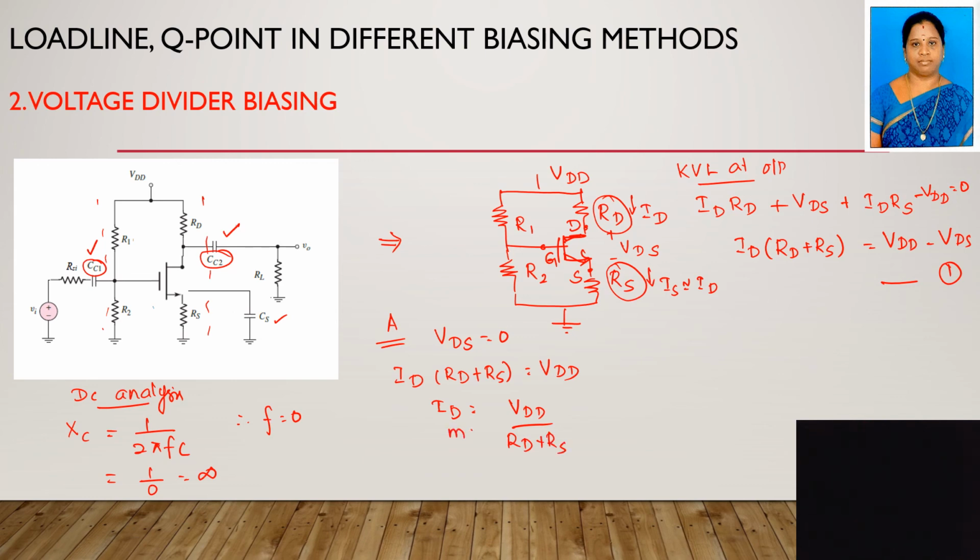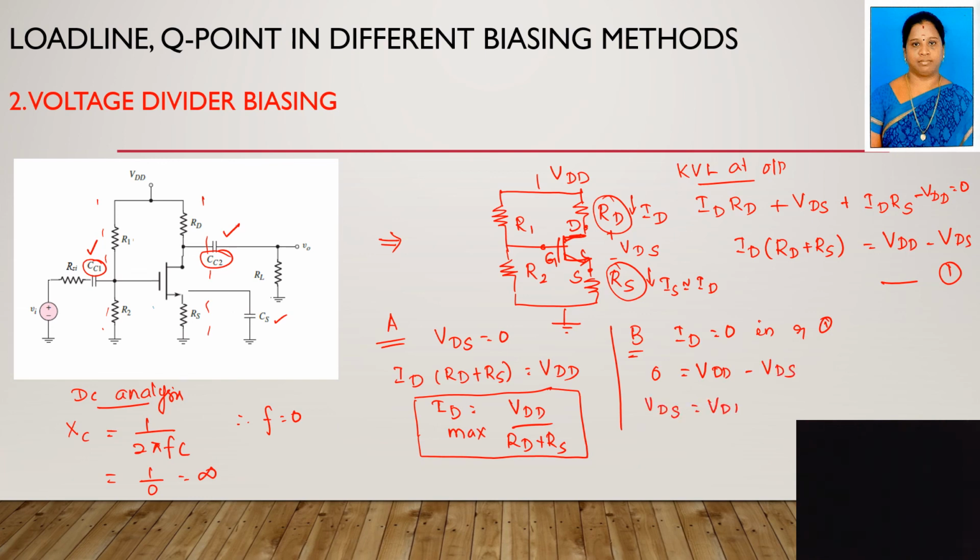This is the maximum current produced by the circuit, right? Similarly, you have to find the point B. How to find the point B? I told you we have to make ID equal to 0. If I make ID equal to 0 in equation 1, you will be getting what? ID equal to 0 means 0 equal to VDD minus VDS. Thereby, VDS equal to VDD. This VDS is the maximum voltage, right?